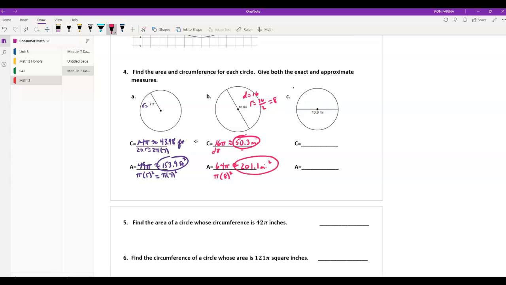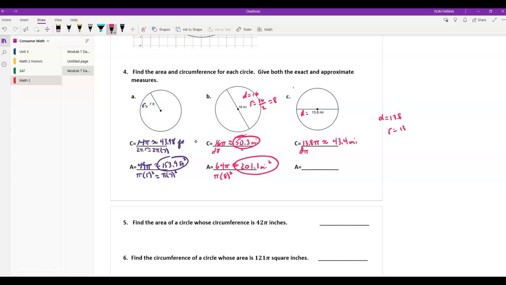Okay, now the next one, the diameter is given to you. So to find the circumference, we're going to do diameter times pi, so 13.8 pi, which ends up being approximately 13.8 times pi. 13.8 pi would be 43.35, so 43.4 miles.